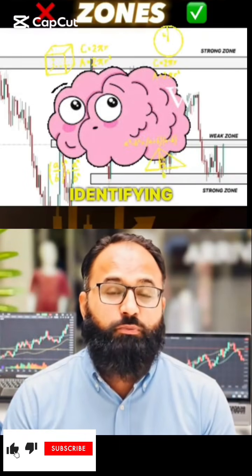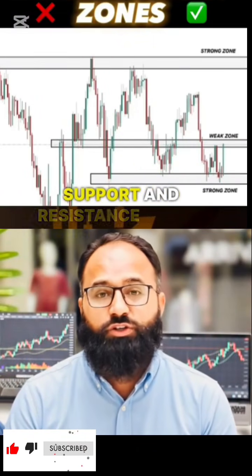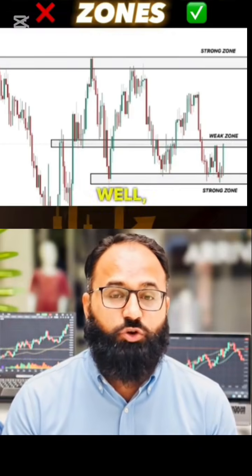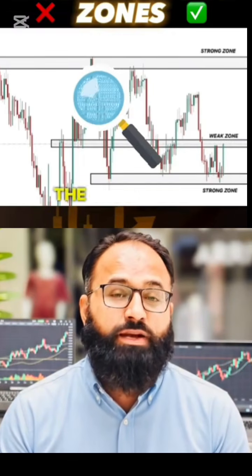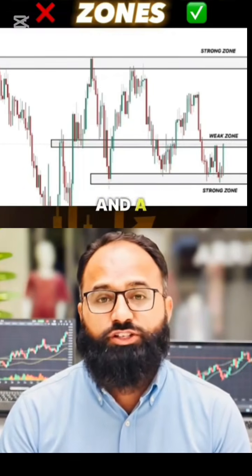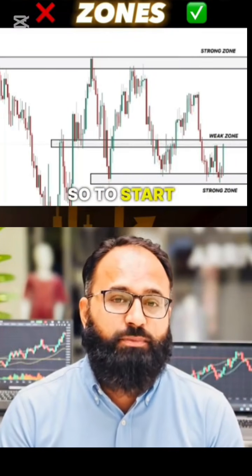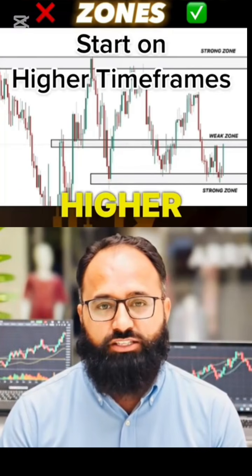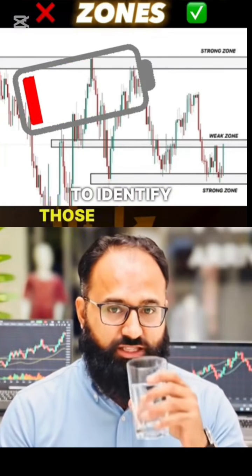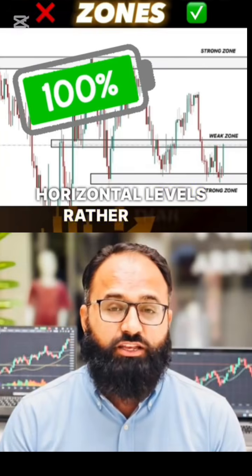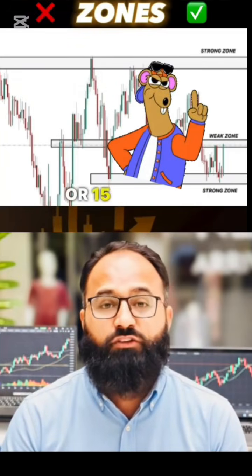Having a tough time identifying significant support and resistance levels in Forex? Well, in this video, we're going to be distinguishing the difference between a weak and a strong zone so that you're only trading off the significant ones. So to start off, it's smart to start on the higher time frames to identify those significant horizontal levels rather than starting off on the 5 or 15-minute time frame.